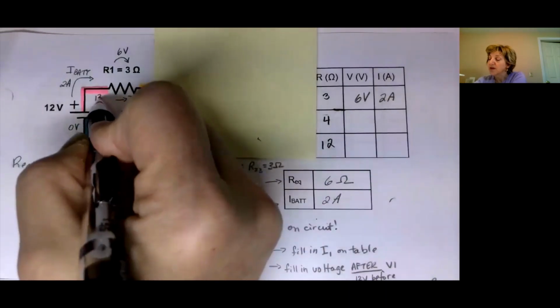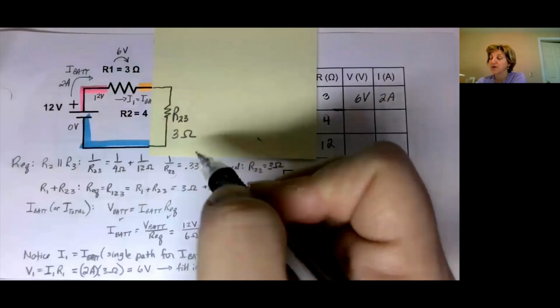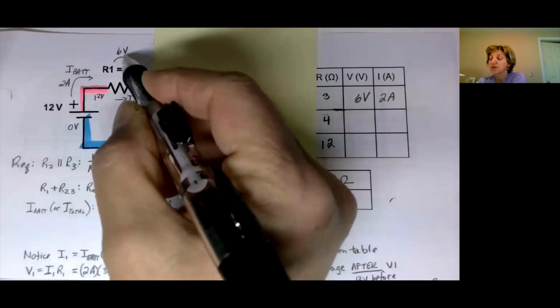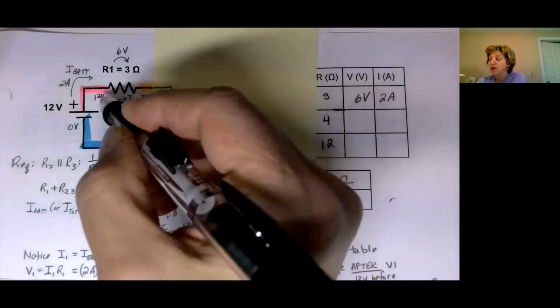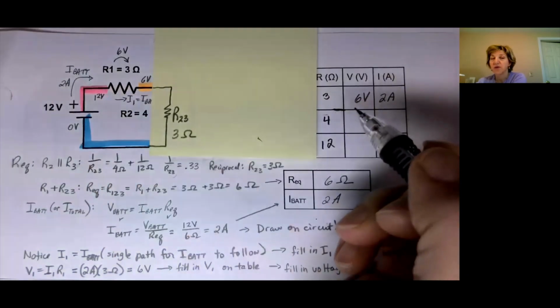So if this is 12 volts, because it's connected to the high potential end of the battery, and I know that current going through this resistor is going to cause a 6-volt drop, 12 minus 6 means there's 6 volts left over here.